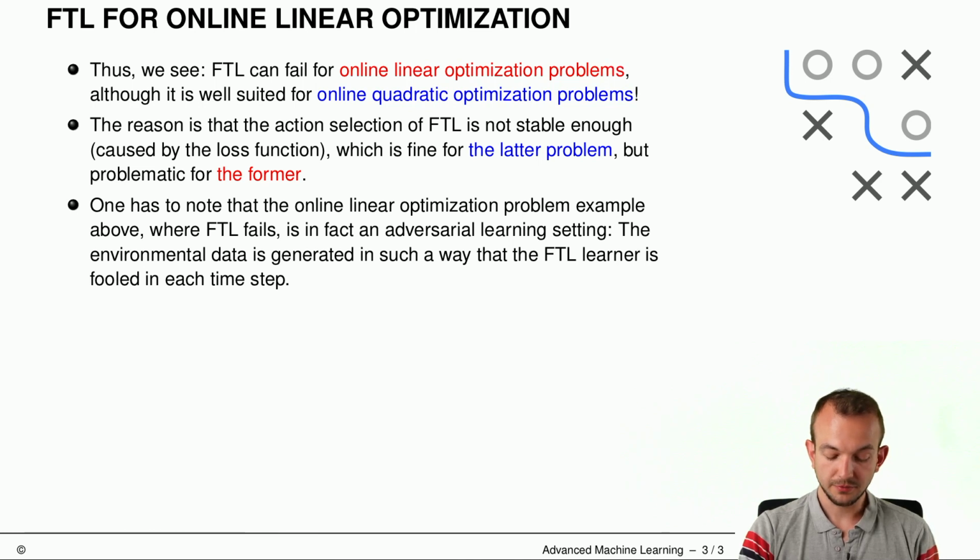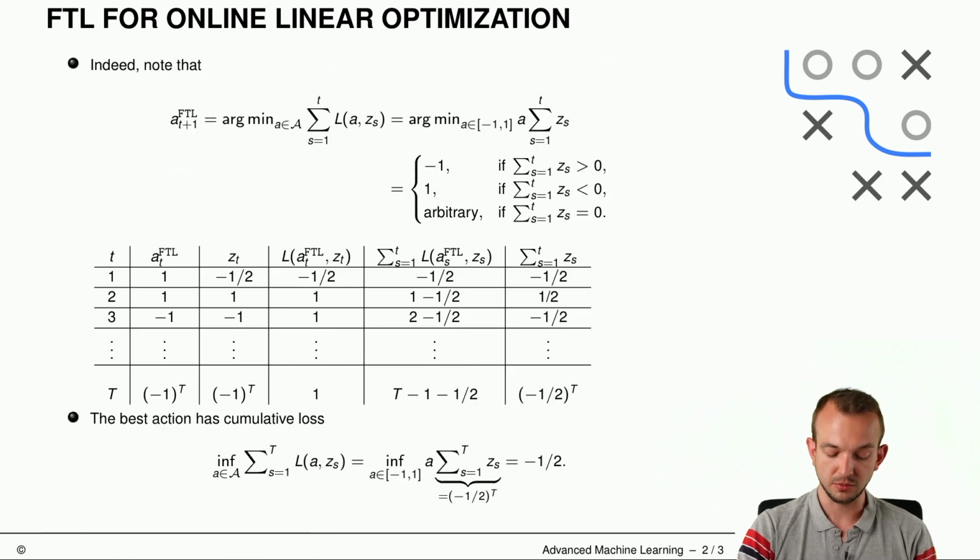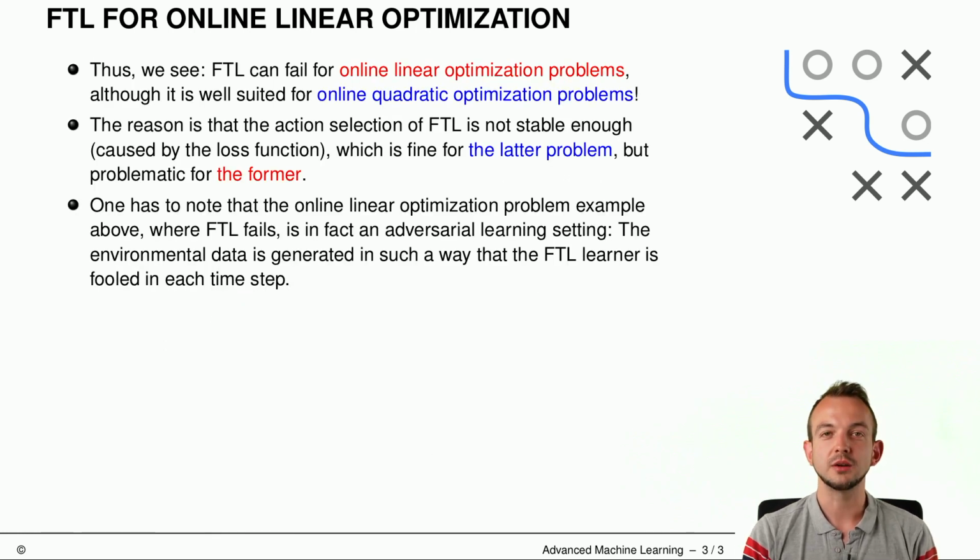And well, we have to remark again that this example we had here is of course specifically designed to show that the follow the leader algorithm can fail for online linear optimization problems, where you have a high variety, so where the environmental data points are changing quite drastically. This is also how the example was constructed, that the environmental data points are jumping from one extreme to the other, which is not always the case in the real world, that you have this kind of variation.